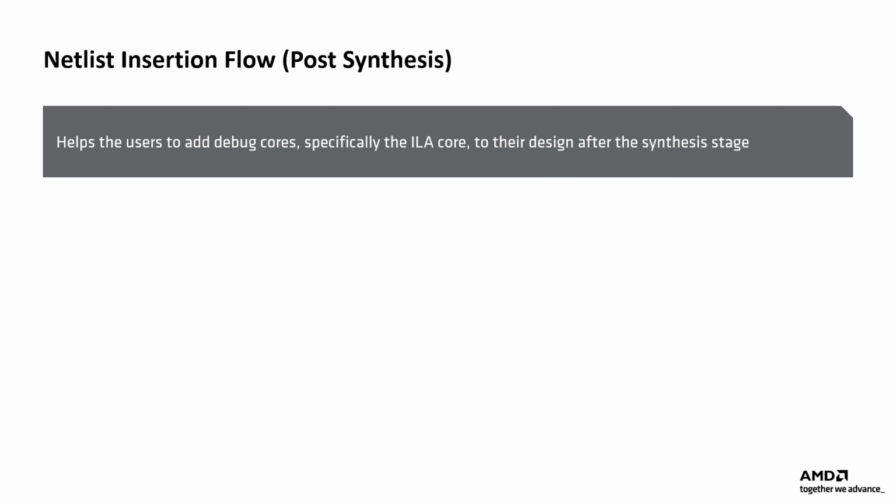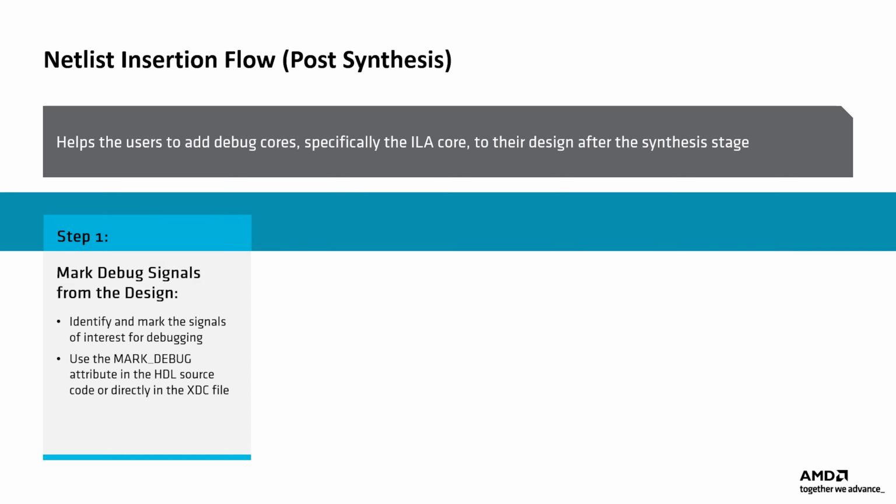The netlist insertion flow is a method for adding debug cores, specifically the ILA core, to your design after the synthesis stage. Step 1. Mark debug signals. The first step in the debugging process is to identify and mark the signals of interest for debugging. This can be achieved by adding the mark debug attribute directly to the desired signals in the HDL source code, or by specifying the signals in the XDC constraint file.